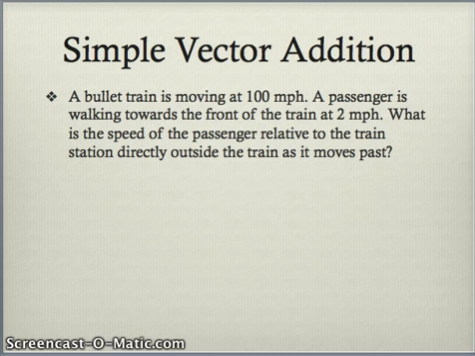Okay, so here's a very simple vector addition. If you have a bullet train moving at about 100 miles per hour, just moving forward down the track, and a passenger is walking towards the front of the train at 2 miles per hour, what is the speed of the passenger relative to the train station directly outside the train as it passes? So what would you do?